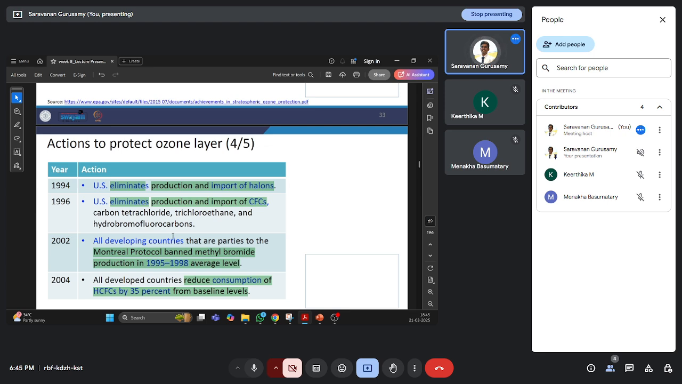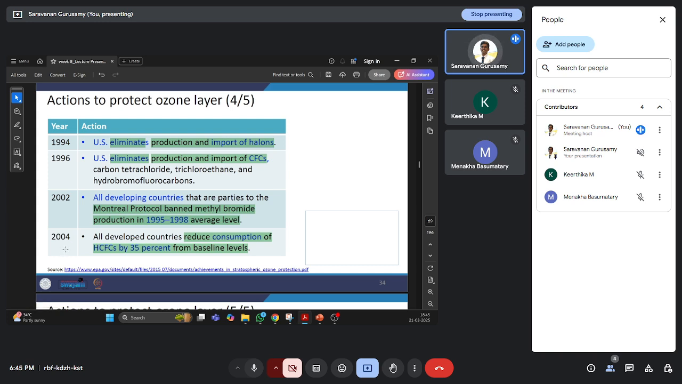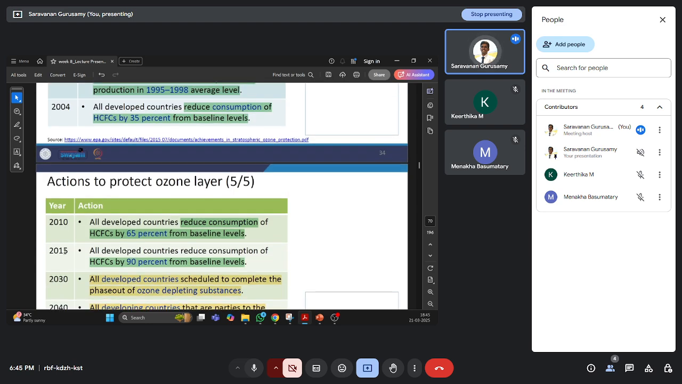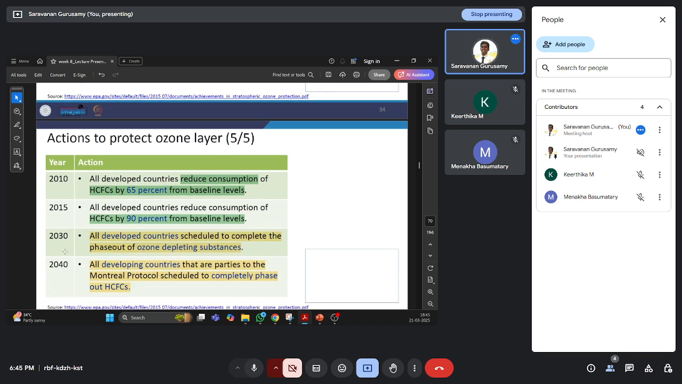And then 2002, all developing countries signed, as parties to the Montreal Protocol, to ban methyl bromide production at the 1995 to 1998 average level. 2004, they accepted to reduce the consumption of HCFCs by 35%. And then 2010, they reduced the consumption by 65%. And 2015, 90% has already been achieved. And 2030 and 40 are the target goals for complete phase out. Already we have reduced 90%, so complete phase out.